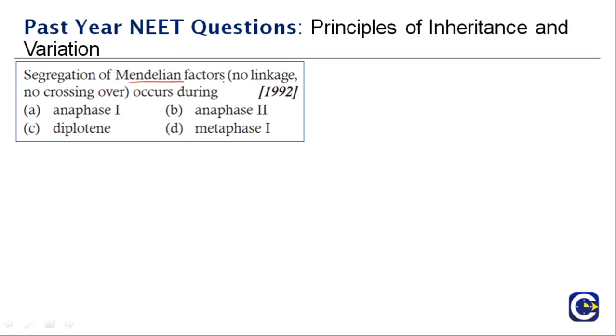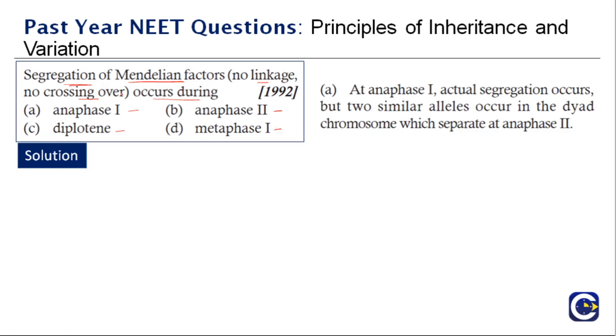Segregation of Mendelian factors, no linkage, no crossing over occurs during which phase? Anaphase 1, anaphase 2, diplotene, metaphase 1. Segregation, no linkage, no crossing over, this occurs at anaphase 1. At anaphase 1, actual segregation occurs, but two similar alleles occur in the dyad chromosome which separate at anaphase 2. So read the question very nicely. If you read the question nicely, it will be easy to answer. So the right answer here is option A.